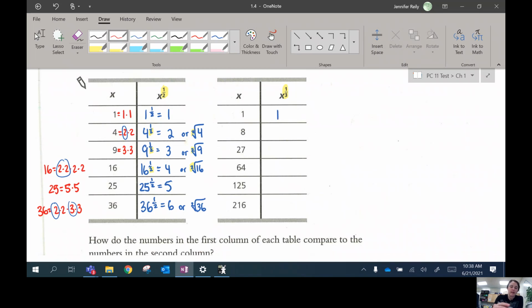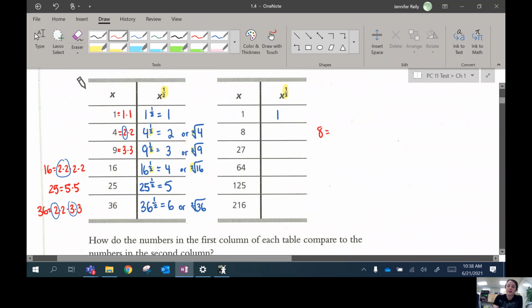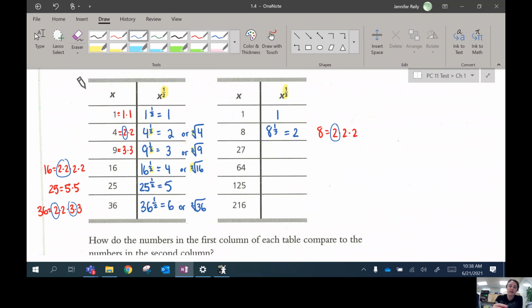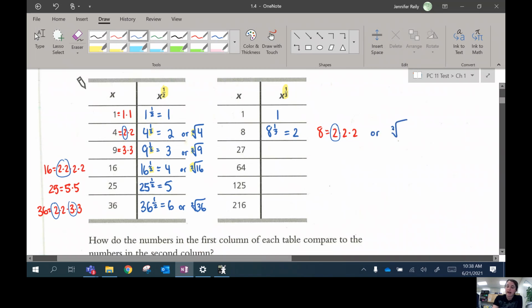But let's look at 8. 8, if I break it up into its prime factorization, it's 2 times 2 times 2. So if I'm taking 8 to the 1/3, what I want to do is get 1/3 of the way to 8 in a multiplying kind of way. So 1/3 of the way to 8 would be 1/3 of these 2's. So it would just be simply 2. Another way to think of it is it's the same as asking what's the cube root of 8? What times what times what is 8? And notice this 3 matches the 3 in the power. So those two mean the exact same thing. 8 to the power of 1/3 is the same as the cube root of 8.